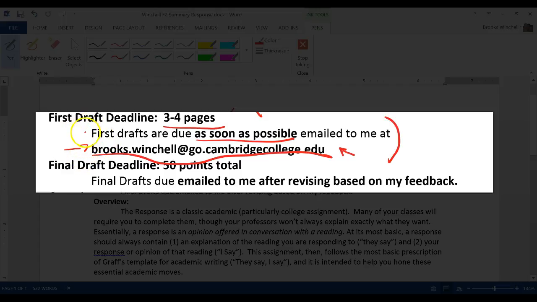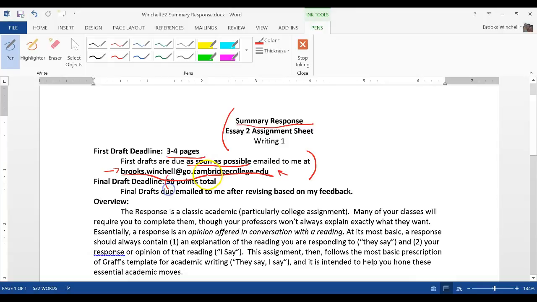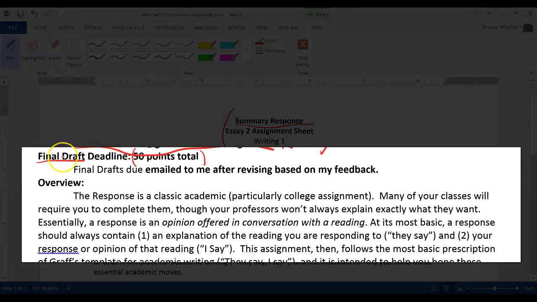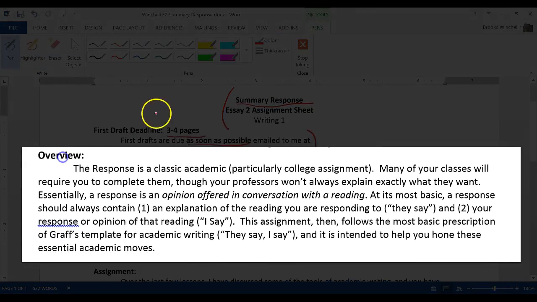And then after you get my feedback, try to revise the essay and email me the final draft of the essay. That final draft will be worth 50 points, and I'll give you a grade out of 50 on it. Once you've emailed me your final draft, you can start moving on to Lesson 15 in Unit 3. And you'll be about halfway through the course, so that's great. Let's take a look at the overview for this assignment.